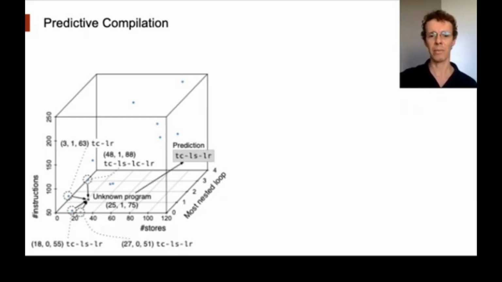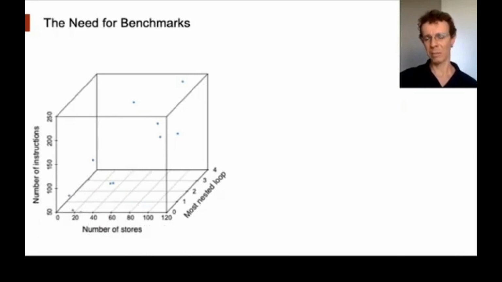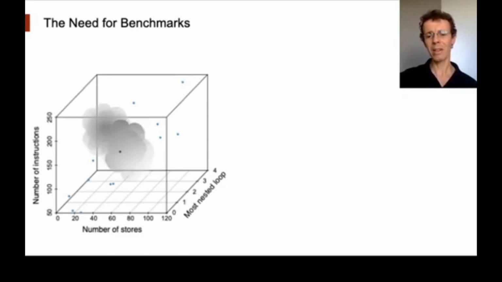One problem with this methodology to build predictive compilers is that it requires a sample of known programs that cover the metric universe well. And it's relatively easy to leave huge portions of this universe uncovered. By uncovered, I mean that there is no program in the set of known programs in these regions. And what happens if we need to optimize an unknown program that falls exactly into the uncovered region?